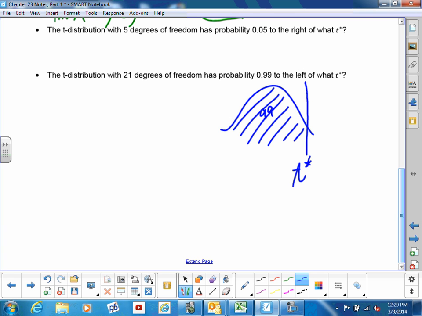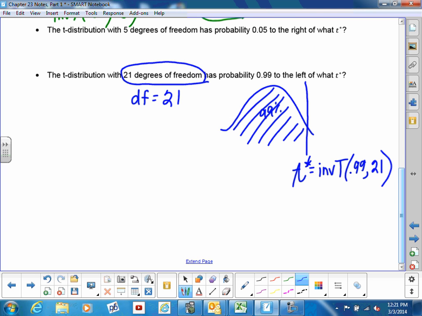So this is 99% down here below this t-score. So how am I going to figure that one out? Inverse t of what's below it, comma, degrees of freedom. So I'm going to use what number? 21, because see this? It gives me degrees of freedom, not n. So in actuality, n is 22, by the way. The sample size is 22. So it's critical that you keep n and degrees of freedom straight.